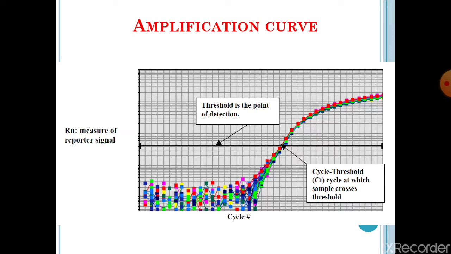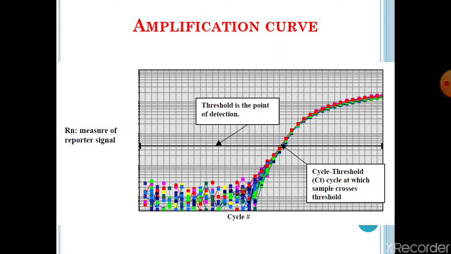When the fluorescence signal reporter increases to a detectable level, it can be captured and displayed as an amplification plot. So this curve is the amplification curve, the amplification plot. What is this plot? This is the plot between the number of cycles and the measurement of reporter signal fluorescence. This amplification plot contains valuable information for the quantitative measurement of DNA or RNA.